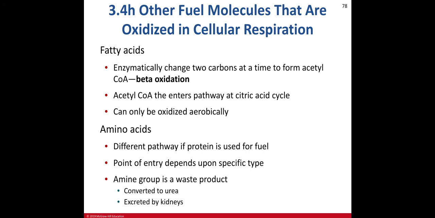We can also bring other molecules in to do cellular respiration. We break down fatty acids, and that makes the acetyl-CoA that is going to go into our citric acid cycle. Amino acids have many different pathways when we are breaking down proteins, and that point of entry is going to depend on which amino acid we're breaking down. When we do this, we always get this amine group, it's a nitrogen group, as a waste product that is made into urea and excreted by the kidneys.